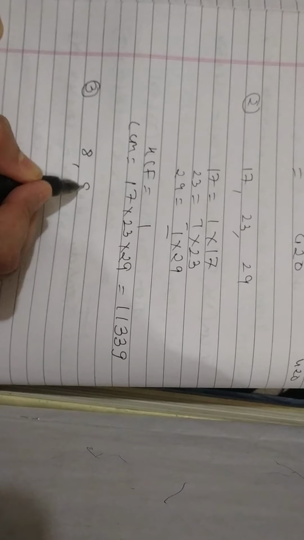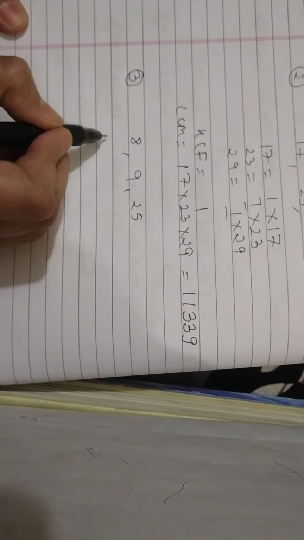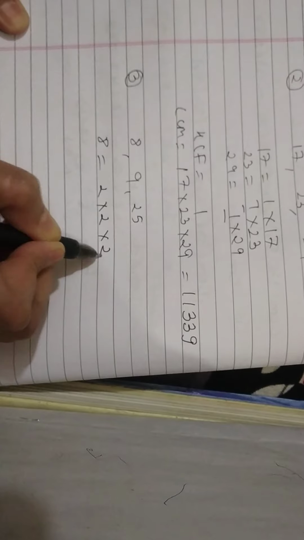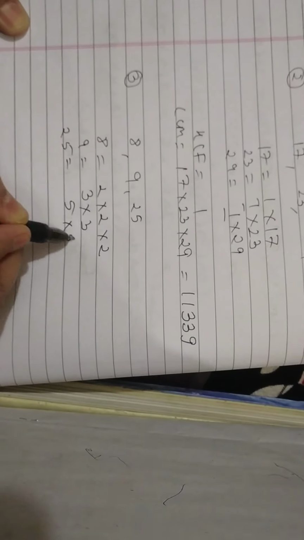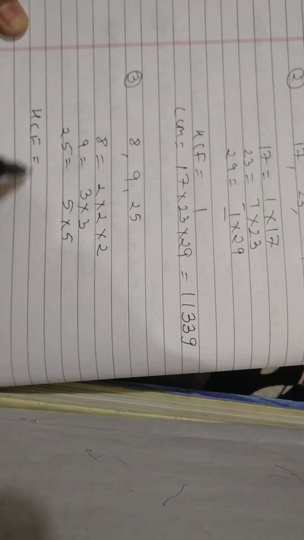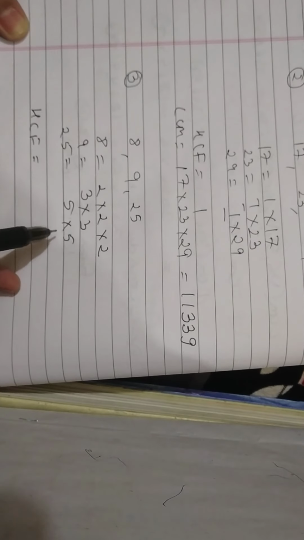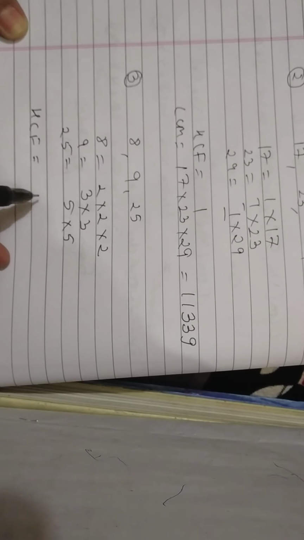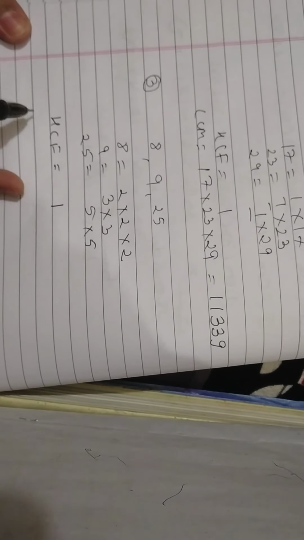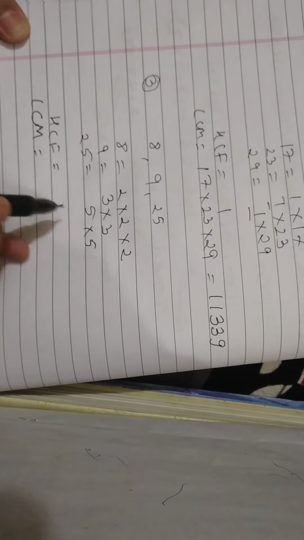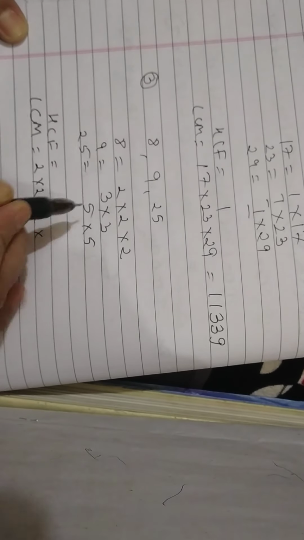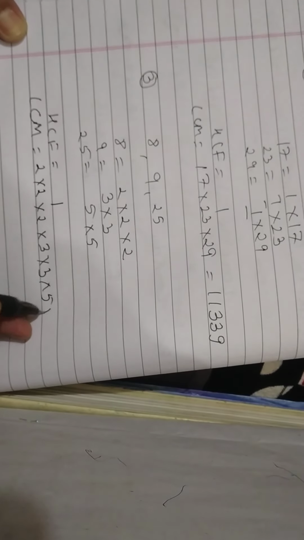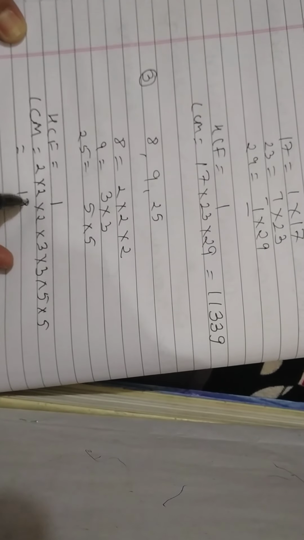Now the third number is 8, 9 and 25. 8: 2 into 2 into 2. 9 you will take 3 into 3 and 25 you will take 5 into 5. First we'll find out HCF. Not a single number is common in all the three. So if it is not common, you are supposed to take 1. Then LCM, all the numbers you are supposed to take. That means 2 into 2 into 2, 3 into 3 and 5 into 5. So after multiplying, this comes to 1800.